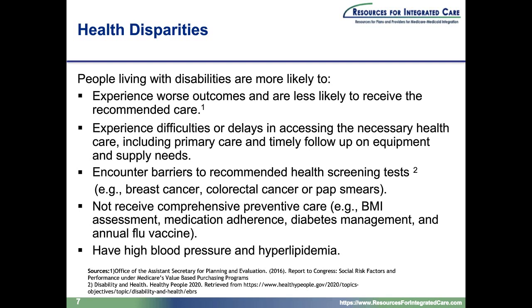In addition, people with disabilities have a disproportionately higher incidence of conditions such as high blood pressure and hyperlipidemia. The impact of these disparities ultimately results in poor health outcomes, as well as secondary and chronic conditions. To improve health outcomes, it is critical to address the gaps in care coordination that often disrupt continuity of care and lead to fragmentation of care for this population.